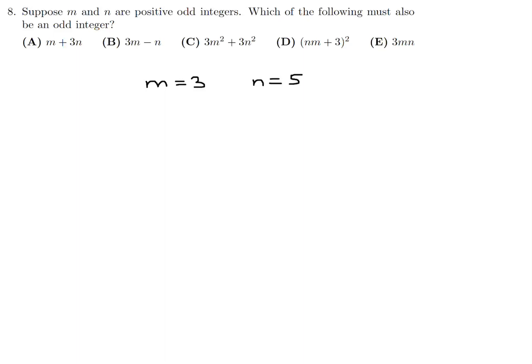m plus 3n would therefore be 18. 3m minus n would be 4. 3m squared plus 3n squared looks like 9 plus 25, which is 34 times 3, which is 102. And (m plus 3) squared is 15 plus 3, which is 18. 18 squared is 324. And 3mn is 45. So which of these is odd? It's this one right here. Number 8, E.